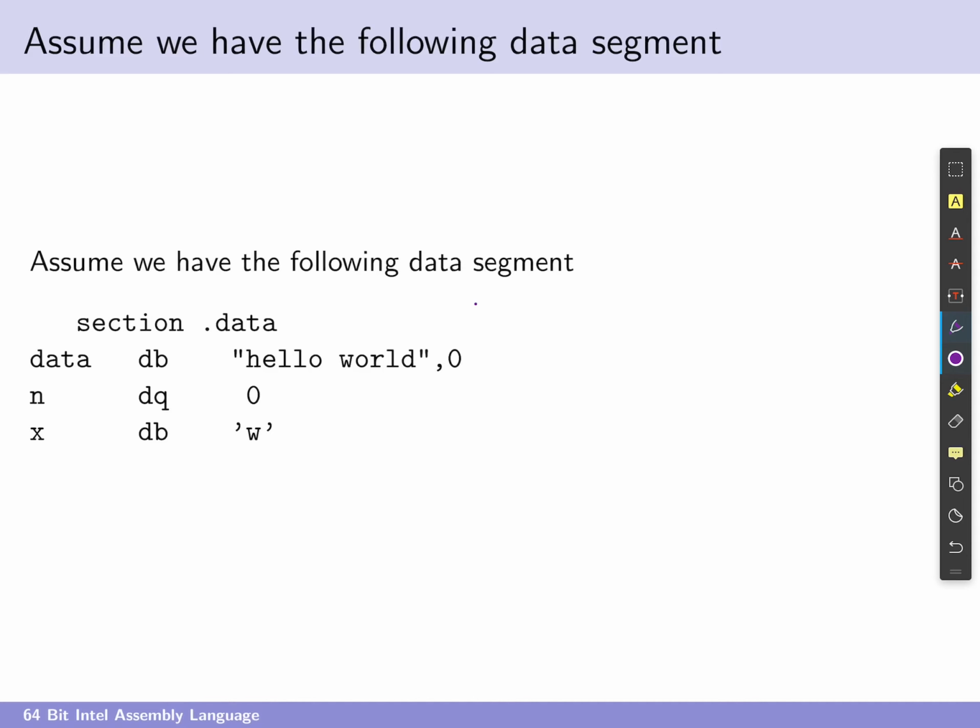For the sake of this example, we assume our data segment is loaded as follows. We have our data, so this will be our string, which is an array of data bytes. In this case, it will obviously be an H, E, and so on.